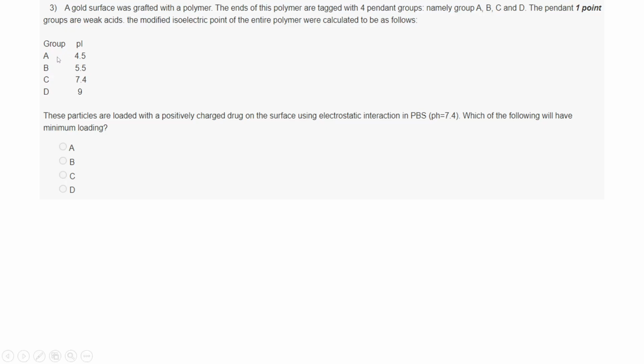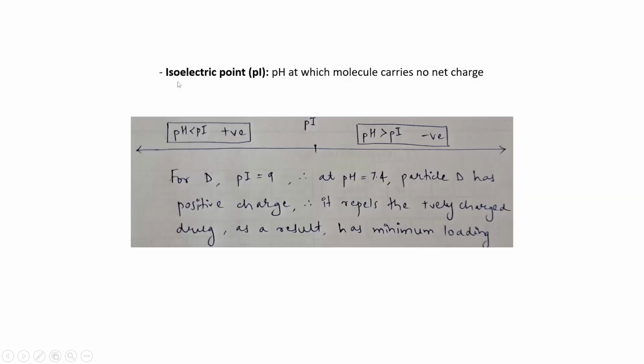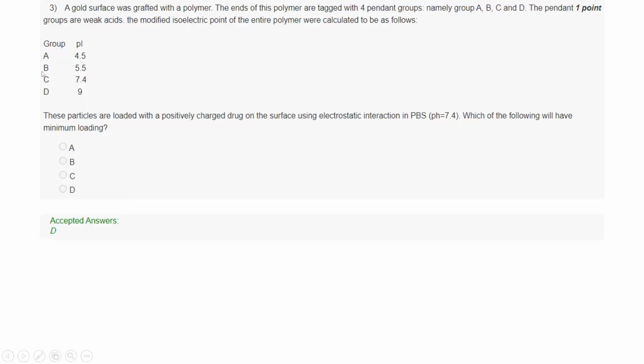Yeah, so here if you see your polymer A has a pI of 4.5. Now, the surrounding pH is definitely the pH of the PBS. That's where your drug is going to be. So that pH is higher than your isoelectric point, as a result of which that polymer is going to have a net negative charge. If you consider polymer B, the pI is 5.5 compared to the surrounding pH. Again, your pH of PBS is 7.4, which is higher than 5.5. As a result, polymer B will also be negatively charged at this particular pH.